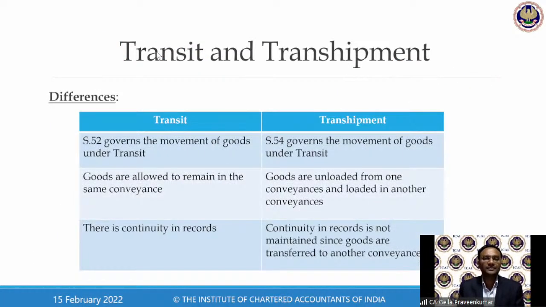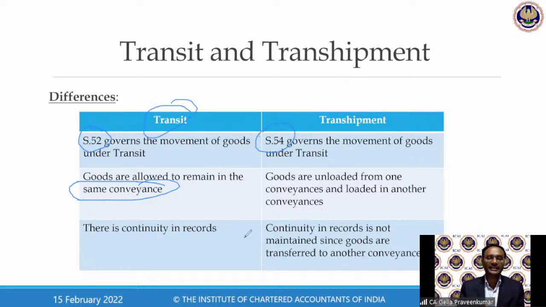Transit is governed by section 52. Transshipment is governed by section 54. In case of a transit, goods are allowed to remain in the same conveyance. So my aircraft or vessel visits all the ports. It goes to Kerala, it goes to Vizag, the same boat goes to Mumbai, from there it goes to Kandla. So when a particular boat is visiting different places in the same vehicle, it's called transit.